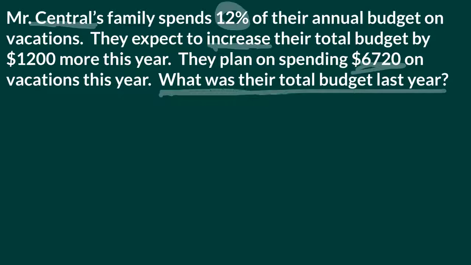That last sentence is a big key here. It's telling us that this is our unknown. So x, our unknown variable, is last year's total budget.